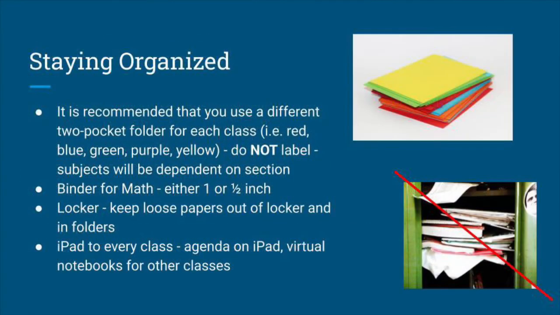Being organized is a key for 6th grade. It's recommended that you use a different 2-pocket folder for each class. For example, you could get a red one, a blue one, a green one, a purple one, and a yellow one, but don't label them yet because each section has a different color. For math, you're going to need a binder, either a 1-inch or a 1/2-inch binder to keep all of your papers that Mr. Weaver gives to you. If you have loose papers in your locker, that's just going to get way too messy. So if you keep all of those papers in the appropriate folders, then your locker will stay nice and neat.